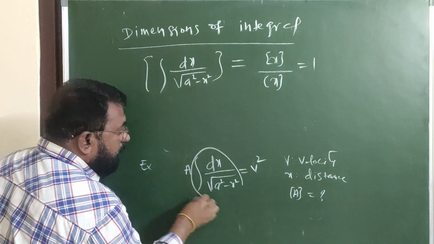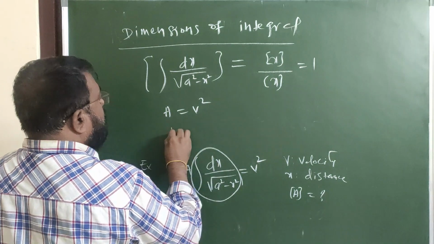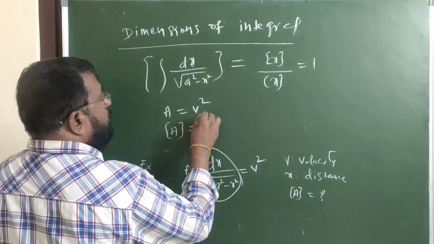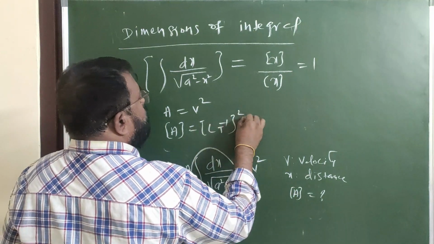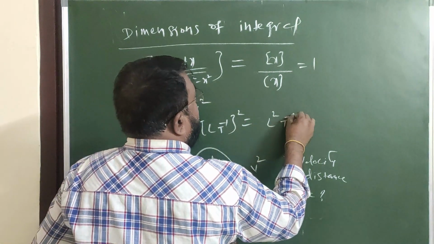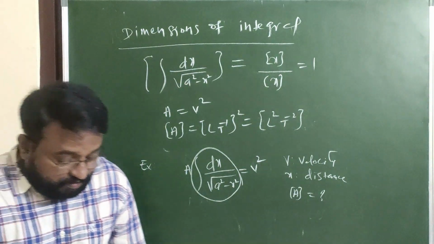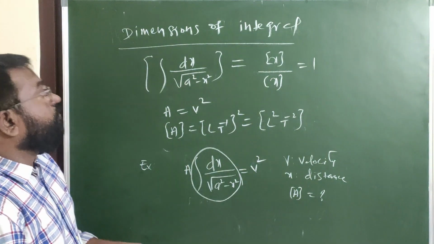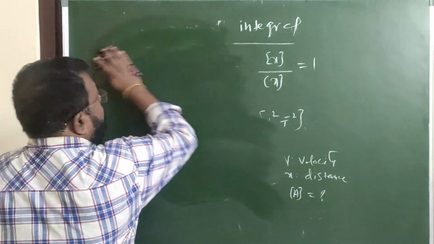Now this part is dimensionless, therefore a is equal to v square. Therefore the dimension of a is equal to velocity, (L t to the power of minus 1) whole square. This becomes L square t to the power of minus 2. These are the dimensional formulas in case of derivatives and integrals.